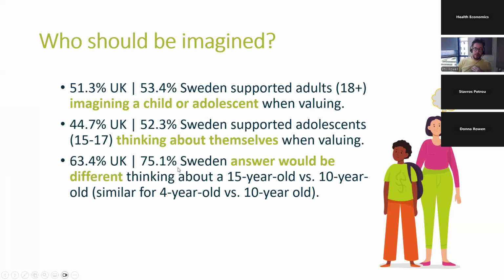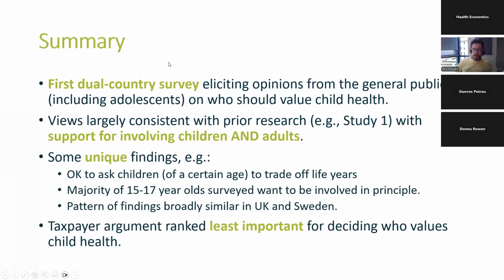And a majority of participants said that if they were completing the exercises themselves, they'd give a different response or have different preferences if they were asked to think about a 15-year-old child versus a 10-year-old child, or a 4-year-old child versus a 10-year-old child. So that's obviously qualitative evidence. We found from quantitative evidence that sometimes this bears out in practice, but sometimes it doesn't. So I'm going to summarize this, and then we're on to our recap prior to our discussion.